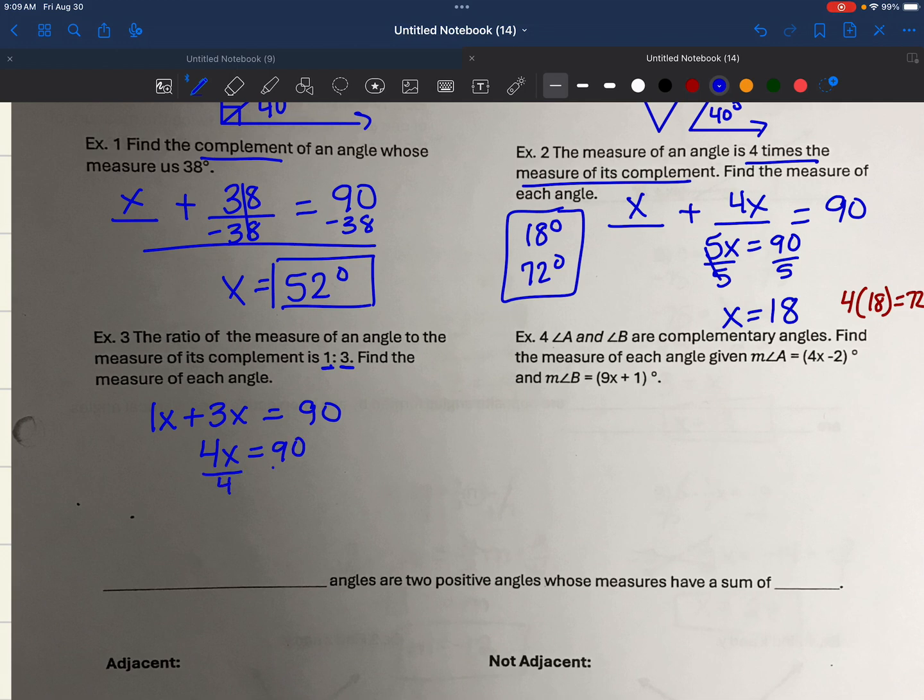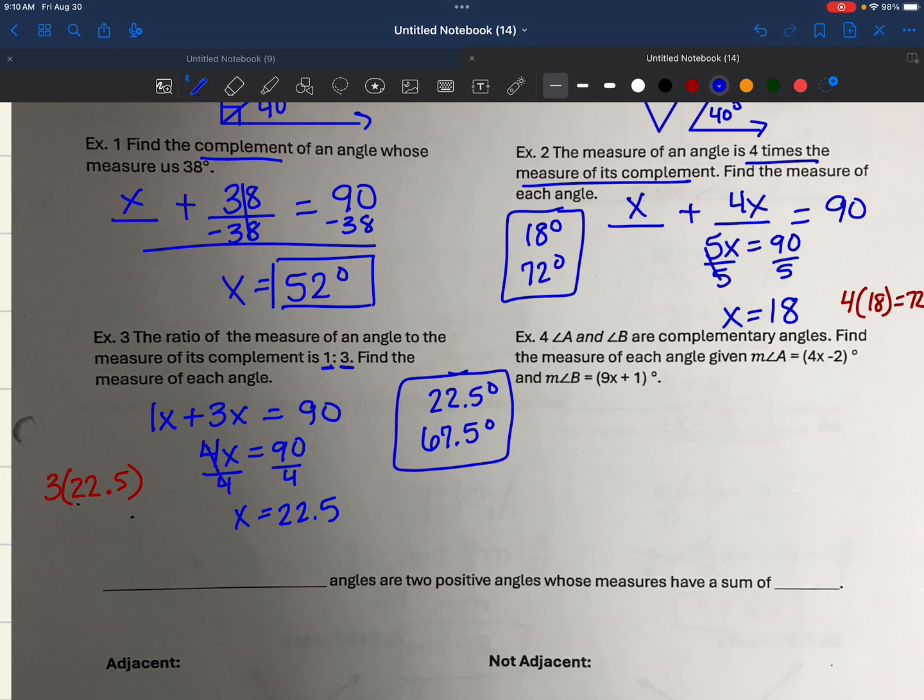Okay, so we add them, we get 4x is equal to 90, which means x would be equal to 22.5. So we know our first angle is 22.5 degrees. How would I find my second angle? Times that by 3, times 22.5. Yep. 67.5, I think. Is that right? Yeah.